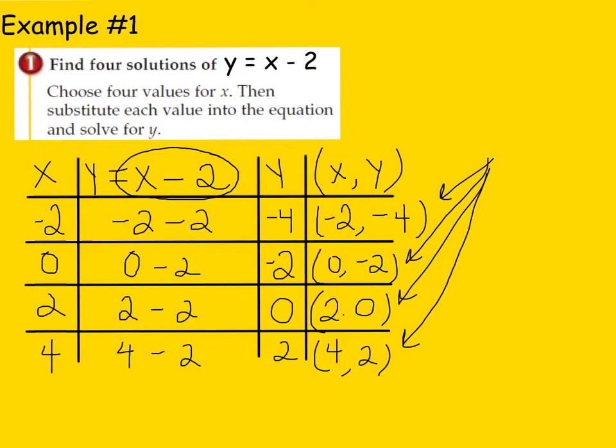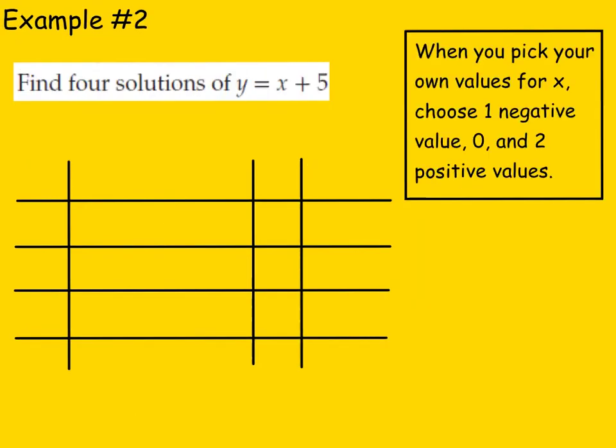Let's try another example. For example number 2, we're going to go ahead and find the solutions for y equals x plus 5. Pause the video, go ahead and make your table of values, and then unpause when you're ready to continue. Remember that in the top columns, we have x in the first column. Then we have our equation, y equals x plus 5. Then we have y, and then our ordered pairs, x comma y.